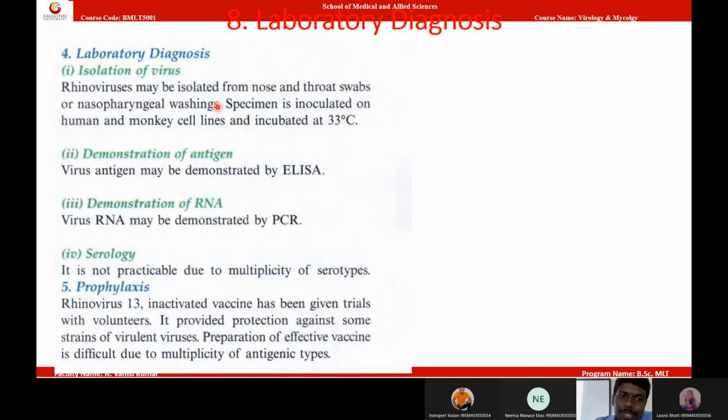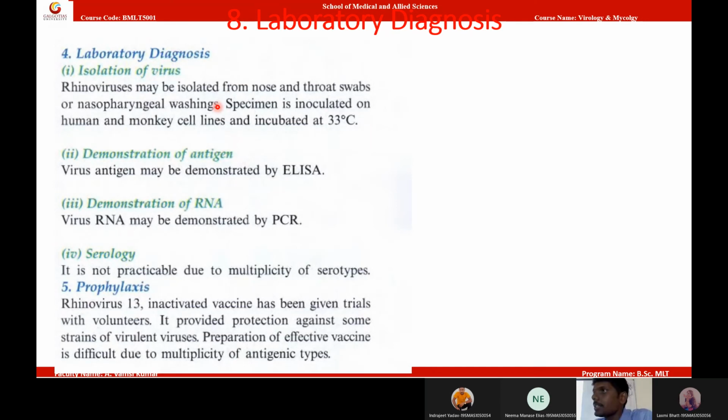Okay. Then, actually you need not do all these ELISA tests for common cold. You already know it is common cold, right? Write these 3 points, everyone. Demonstration of antigen by ELISA. Demonstration of RNA by PCR. Serological test is not possible, okay? Due to multiplicity of serotypes.